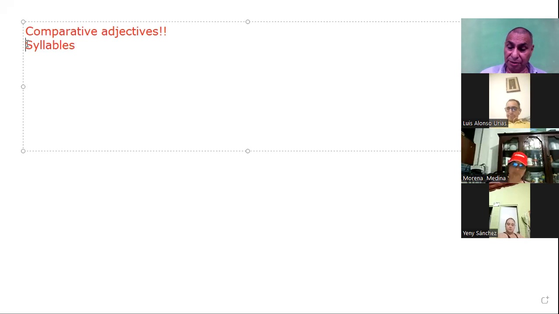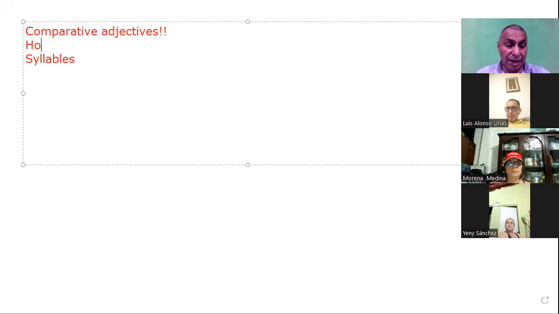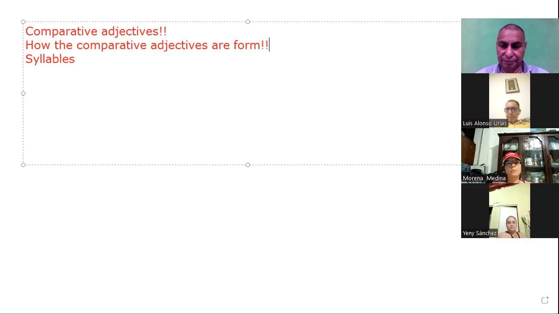Entonces, ahora vamos a poner, now we're going to put over here, how the comparative adjectives are formed. Ok. Ahora vamos a ver cómo los formamos esos comparative adjectives. The syllables, dependiendo de las sílabas, ¿se acuerdan? Ahora, the form of the comparative adjective. And we're going to put some examples. Examples. Very good.